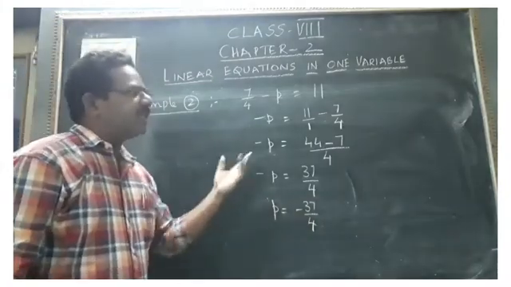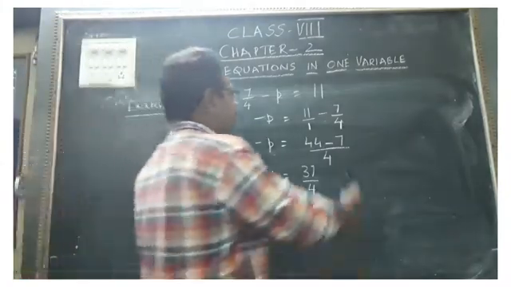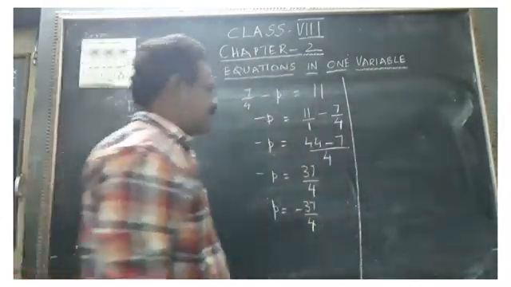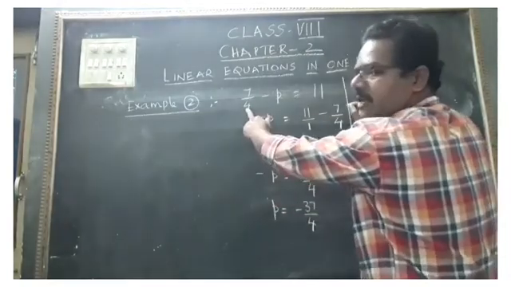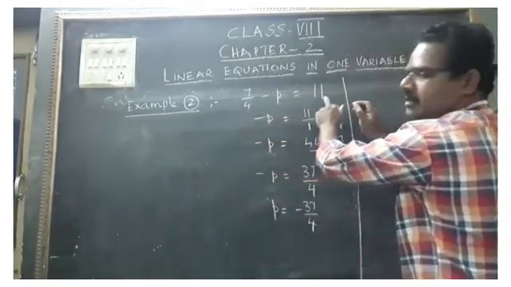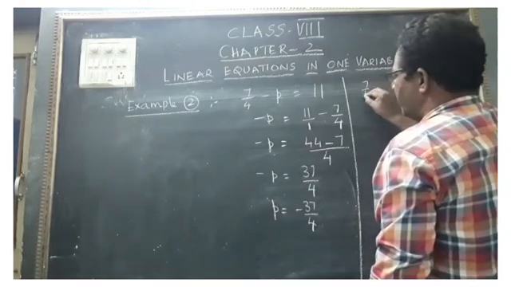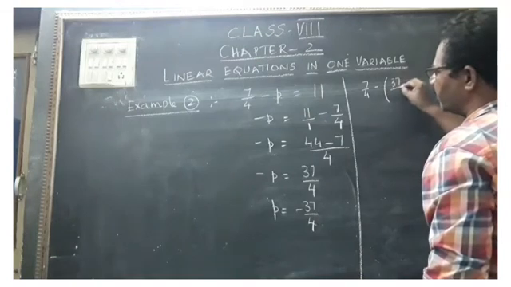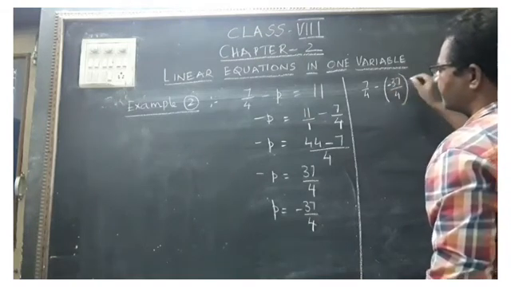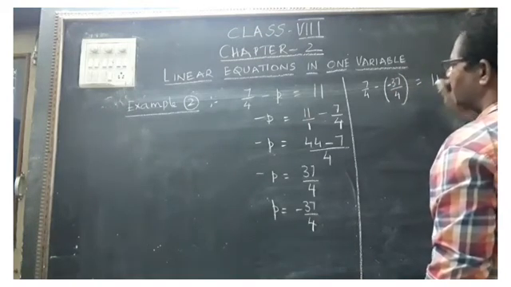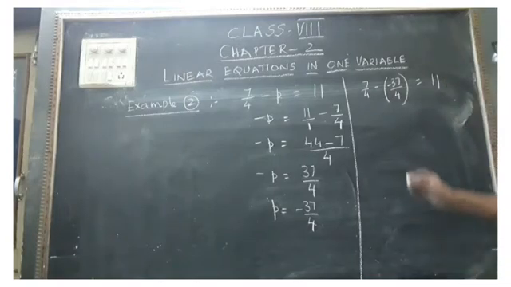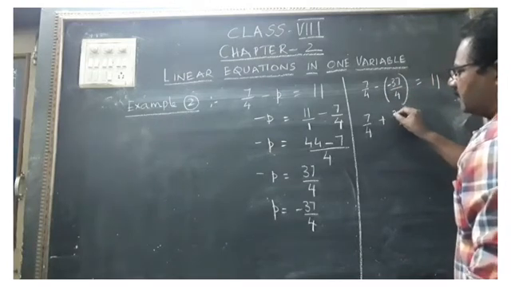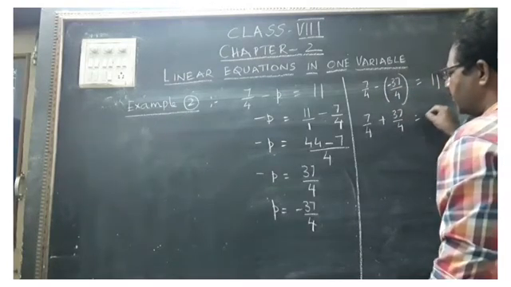Now we have to check whether it is correct or not. p is equal to minus 37 by 4. What is the equation we have taken? 7 by 4 minus p is equal to 11. 7 by 4 minus p, where p is minus 37 by 4, is equal to 11. Is it true or not? We shall see. 7 by 4 minus into minus, here plus 37 by 4, is equal to 11.